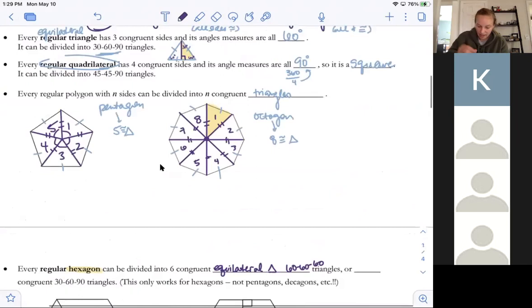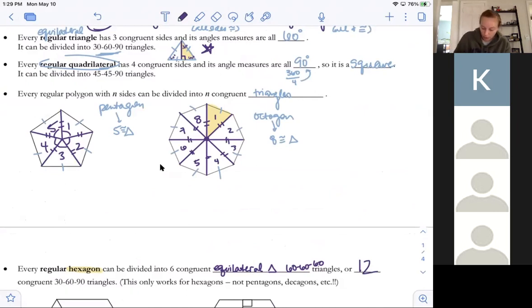Hint, we just did that right up here, so I'm going to bring that back to the front of our mind. If you want to think about it by splitting all of those 6 up into little 30, 60, 90 triangles, we would have 12 congruent 30, 60, 90 triangles.